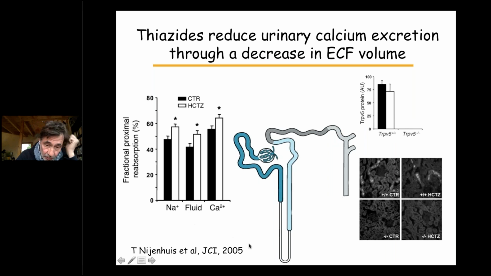And actually, almost 20 years ago, Tom Nijenhuis and collaborators in Nijmegen measured that when mice are treated by thiazides and have a lower extracellular volume because of the diuretic, they have less calcium in urine and they are able to absorb more sodium and more fluid and also more calcium along the proximal tubule. So one explanation for the ability of thiazide diuretics to reduce urinary calcium excretion is to promote more calcium reabsorption in the proximal tubule.